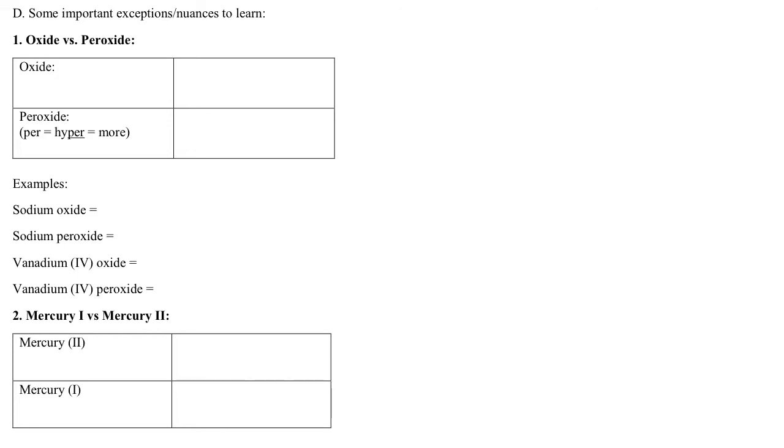The first is the difference between oxides versus peroxides. So when we say oxygen, that means the element oxygen. When we say oxide, that means oxygen that's been ionized.